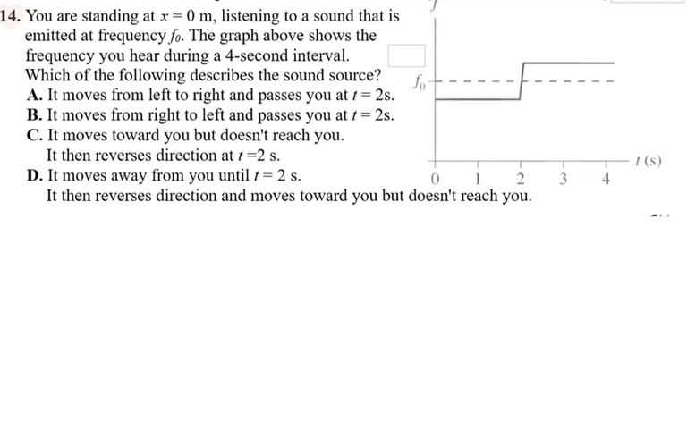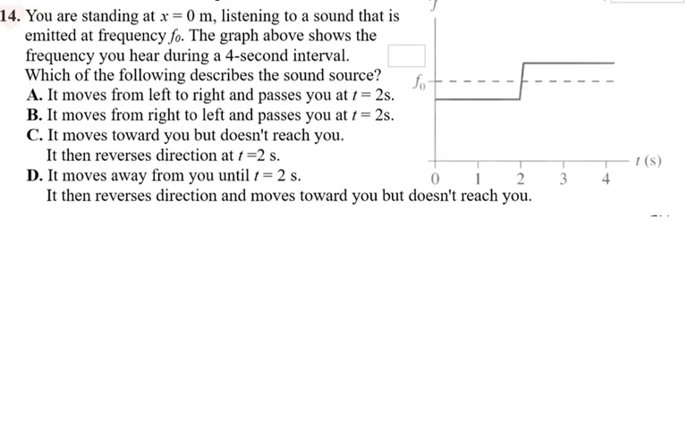Is it moving from the left to the right and passes you at 2 seconds? Is it moving from the right to the left and passes you at 2 seconds? Or is it moving toward you but doesn't reach you, but it does reverse its direction at 2 seconds? Or is it moving away from you until 2 seconds and then it reverses its direction and moves toward you but doesn't reach you?